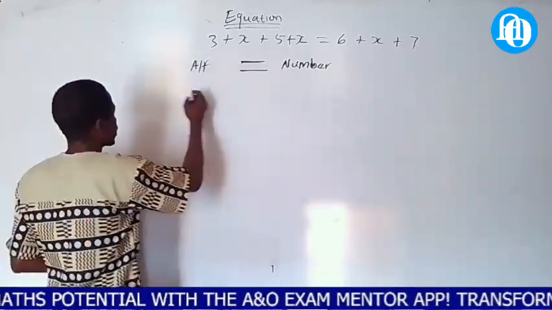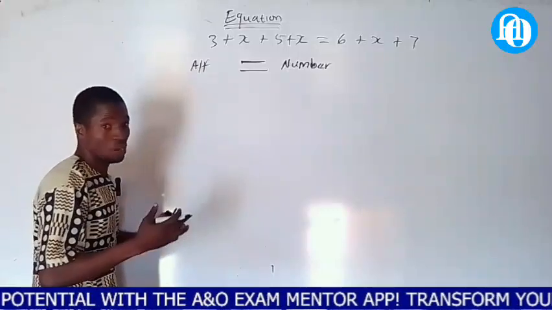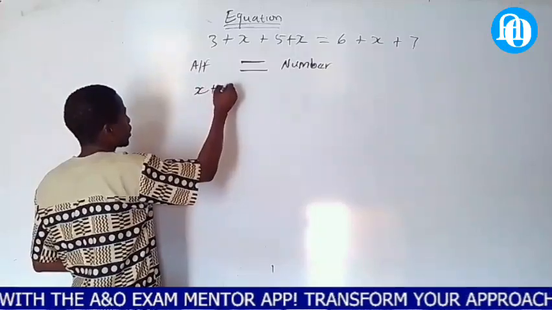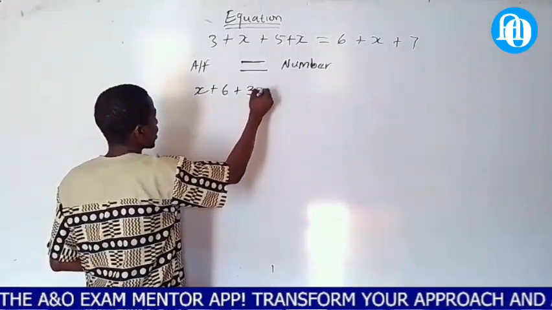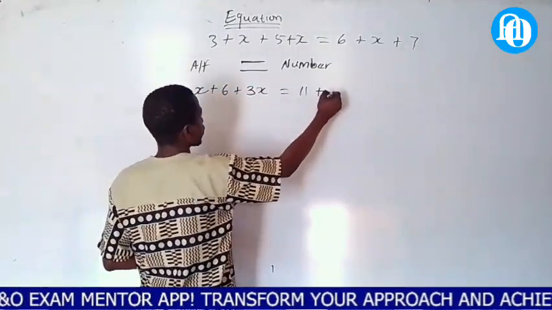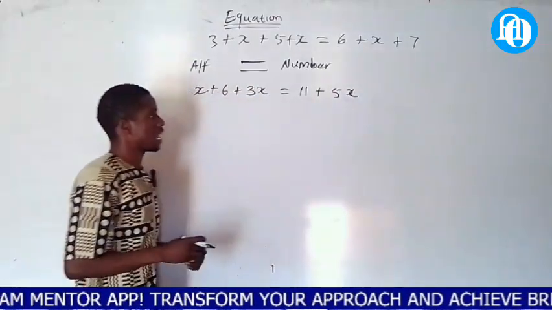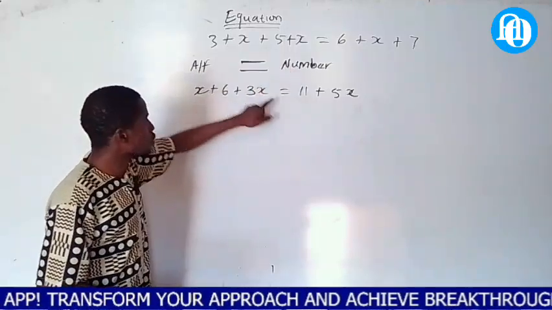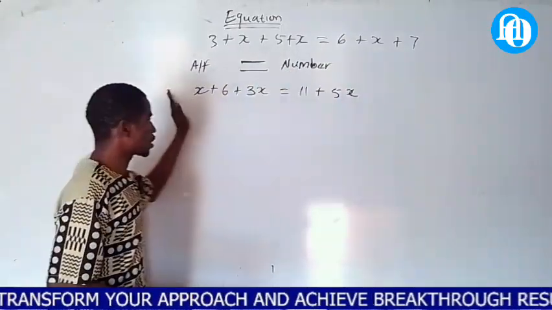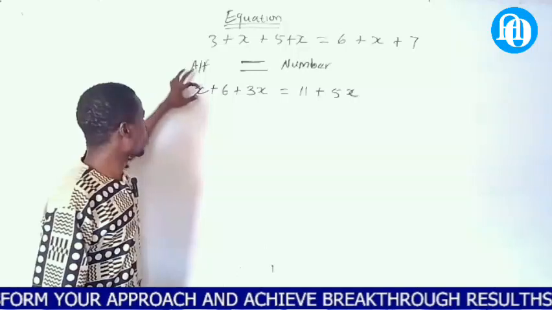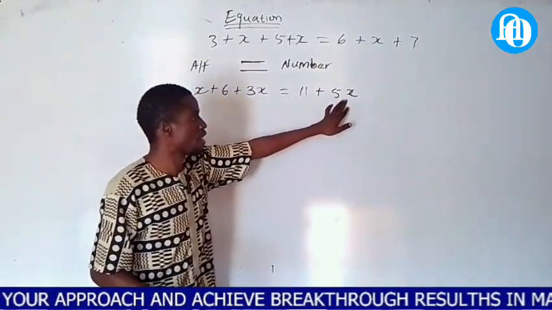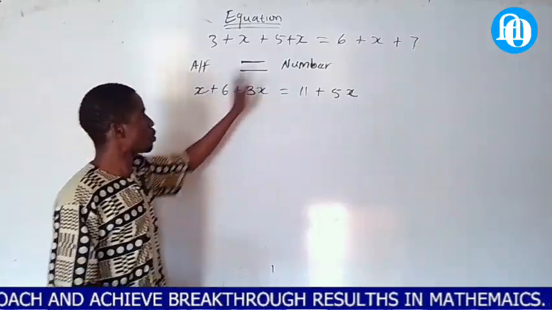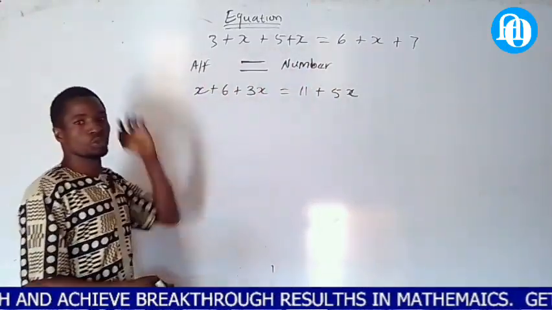Let us look at it. Let's look at an example so that you can really understand what we mean. When we have x plus 6 plus 3x equal to 11 plus 5x, like this one, the first thing that we need to do, look at it. The equal to is the one that separates this from this. They are mixing together. This one is alphabet, they have alphabet. They are the same. This one, they have number, is a number. Now, number will go to this side, and alphabet will come to this side.